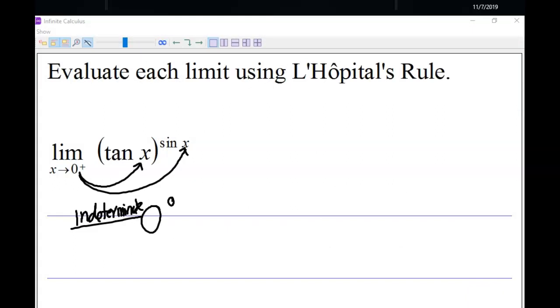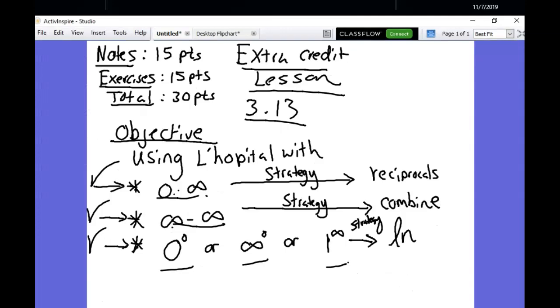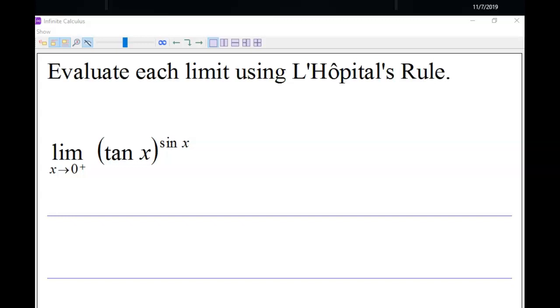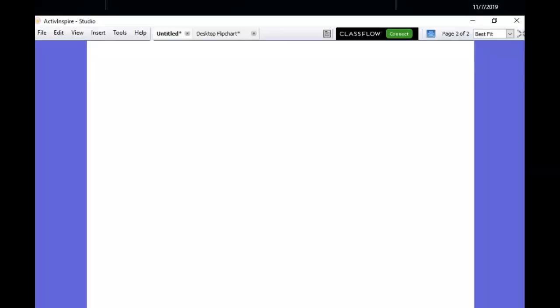They're pretty crazy. But hey, this is AP Calculus. We kind of expect a little crazy sometimes. So let's see, it's tangent x to the sine x. So here's what we do here. The first thing is I'm going to say, I don't know what it equals. So let's just say it equals y. And that means my goal now is I want to find out what y is.